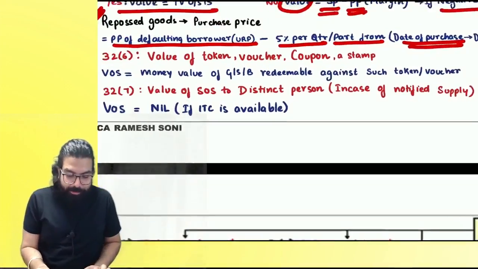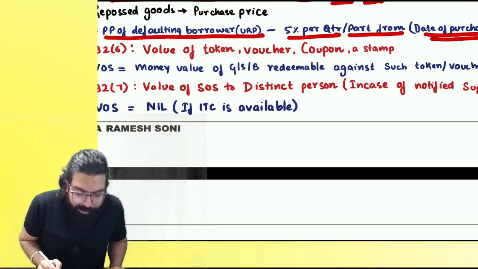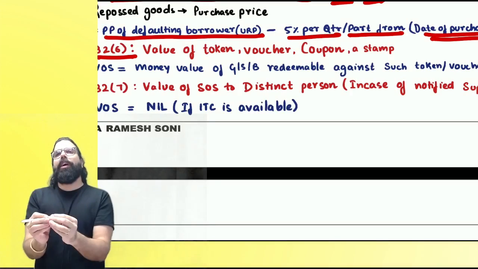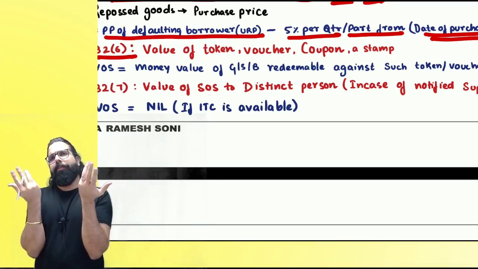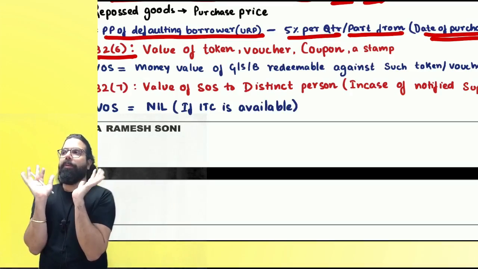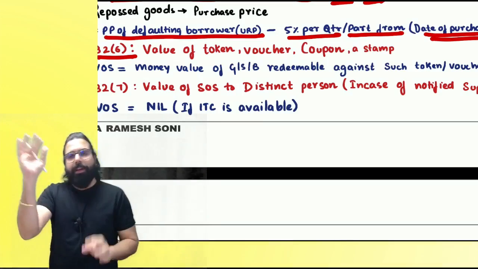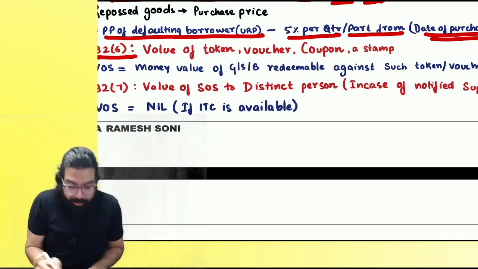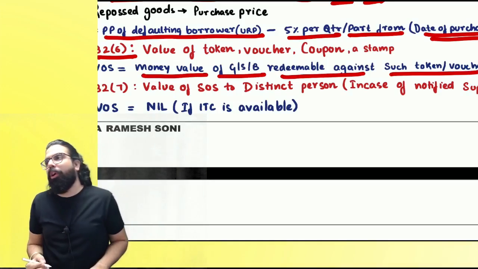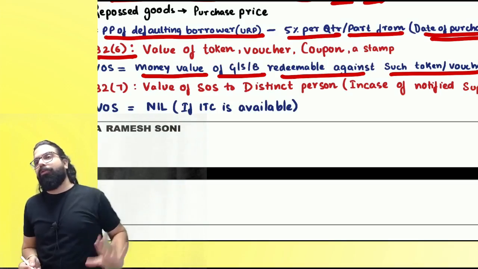Louder. Okay, chalo. The next one over here is 32.6, which says, if supposingly you issue some token or voucher to your employees, or you give it to anyone. Employer-employee relationship is neither supply of good nor supply of service. Anything else, supposingly you gave, then, sir, how do I find out the value of that item? They are telling money value of good or service redeemable against a token or voucher. Means what can be bought against that voucher, that will be the value of that voucher.